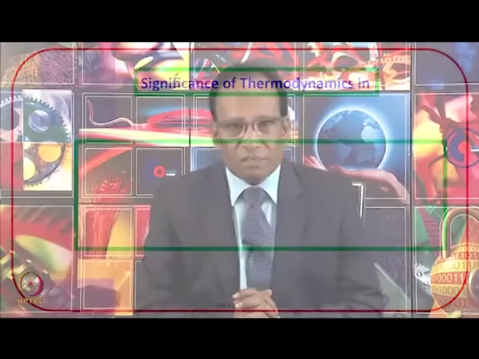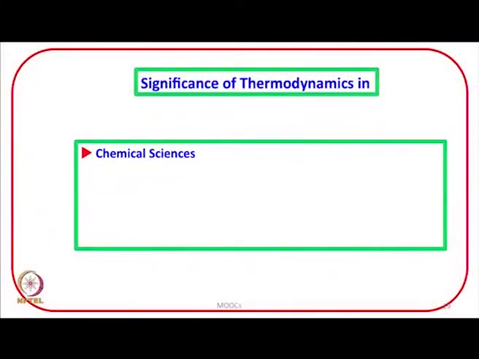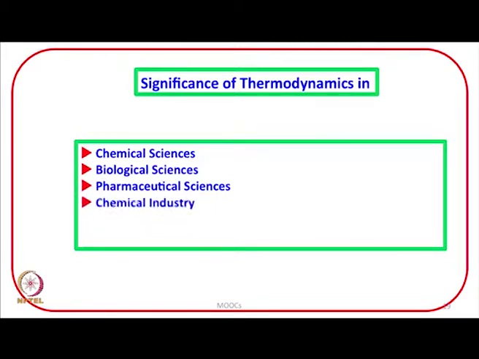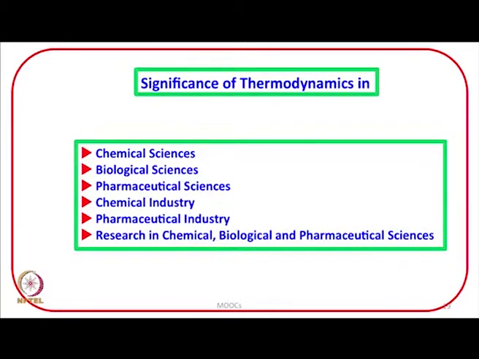From the isothermal titration calorimetric measurements, it is possible to address the kinetics of the reaction. To summarize, the significance of understanding the thermodynamics of the process lies in a variety of areas. Let us take a look at some of those important areas: chemical sciences, biological sciences, pharmaceutical sciences, chemical industry, pharmaceutical industry, and research in chemical and pharmaceutical sciences.